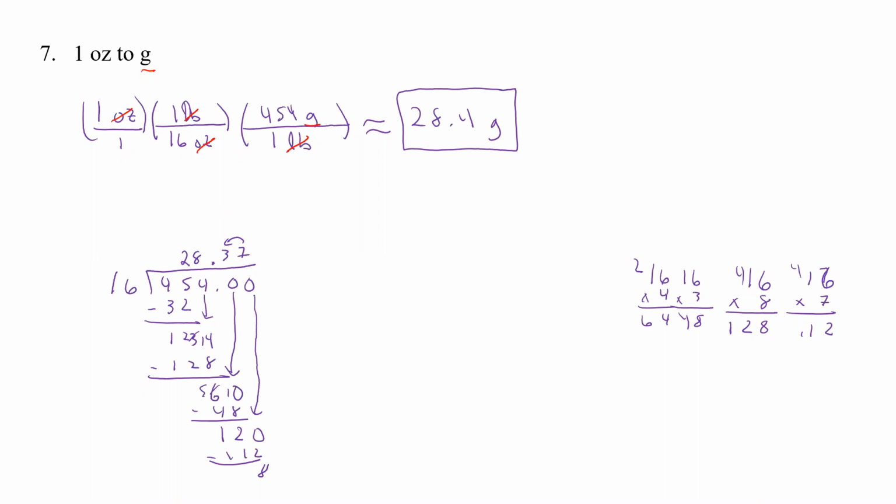All right, let's go on to the next one. Now we're going from liters to quarts. So now we have to kind of think about which method we want to do here. 50.3 liters over 1.